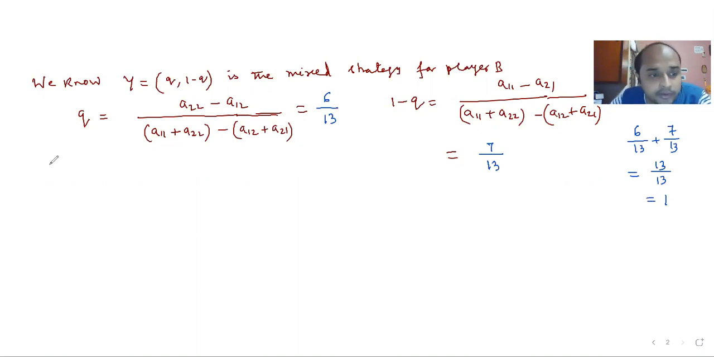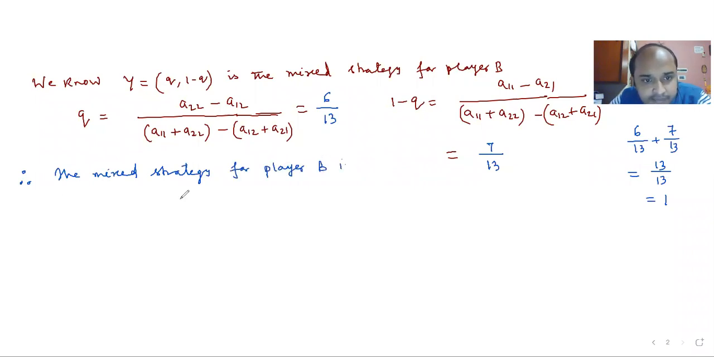Okay, now therefore you will write, therefore the mixed strategy for player B is 6 by 13 and 7 by 13. Now, when I asked about this particular numerator, Shumana told us A22 minus A21. That was actually quite different. This numerator was not present here also.